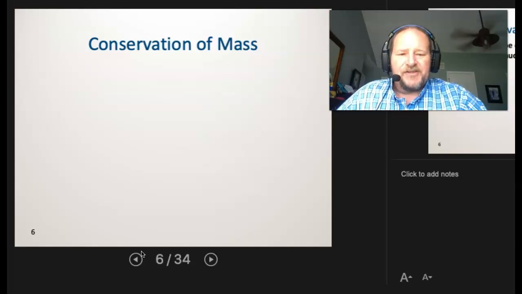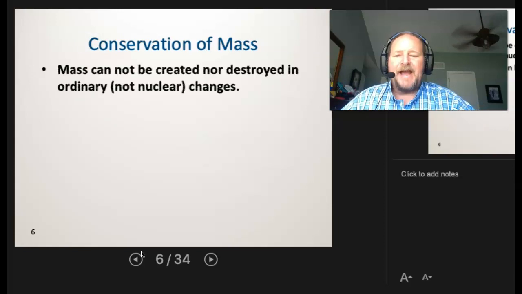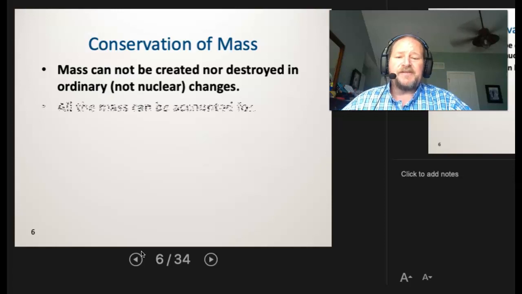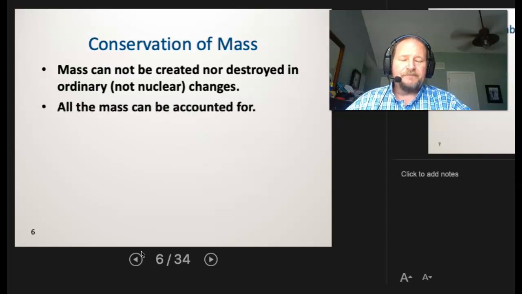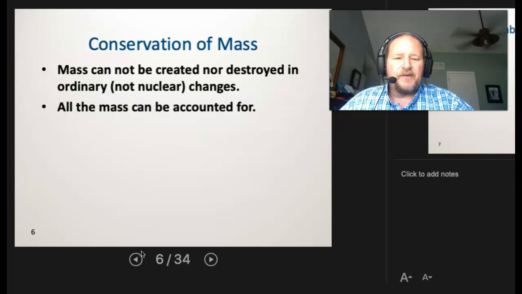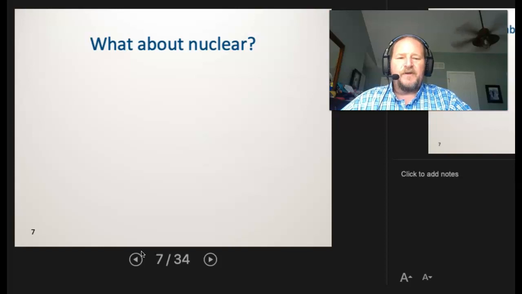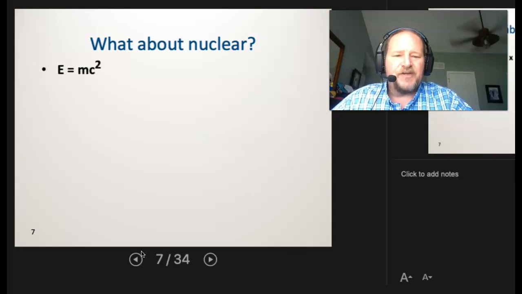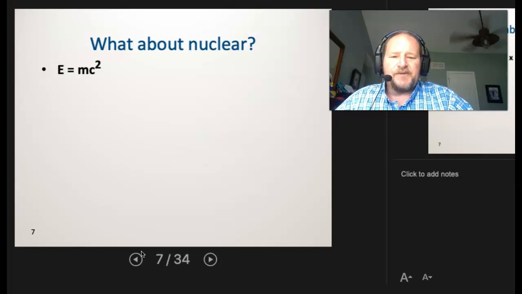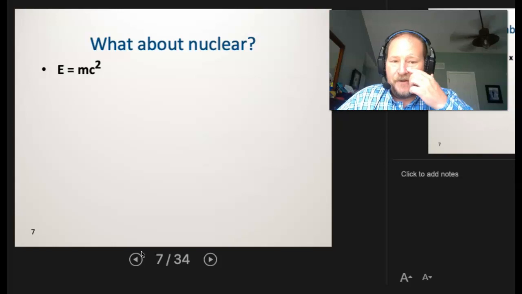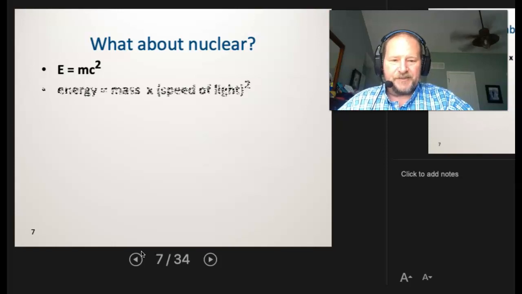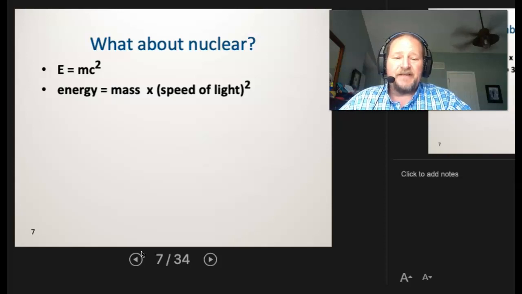Along with the conservation of energy, there's also the conservation of mass. So mass cannot be created nor destroyed in ordinary, again, not nuclear changes. So that means all of our mass has to be accounted for. So I keep saying, what about nuclear? It's only true when it's not nuclear. So what makes it special? Well, that was that little famous equation, E equals mc squared. Most of us probably recognize this from science courses somewhere, where Albert Einstein is noted for this equation. It's one of his most popular equations. Mathematically, what he's saying is energy is equal to your mass times the speed of light squared.